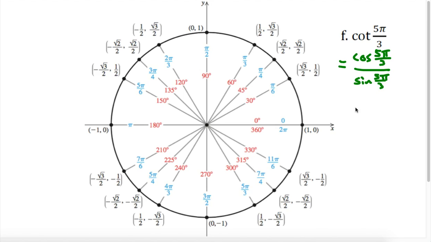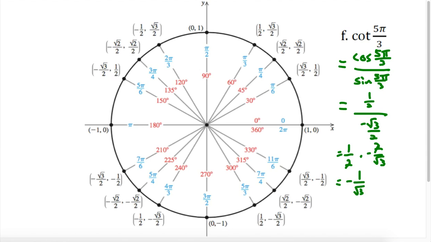Okay, we said if tangent is sine over cosine, then cotangent would be the reciprocal, cosine over sine. So if we go to the unit circle, find 5 pi over 3, and we say the cosine is the x value, so that would be 1/2 over the sine, negative square root of 3 over 2. So now, to simplify this, if I'm dividing fractions, that's the same as multiplying by the reciprocal. So this would be negative 2 over the square root of 3. My 2's would cancel, and I would end up with negative 1 over the square root of 3.